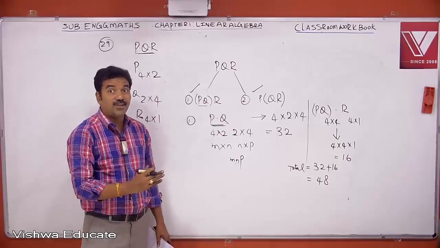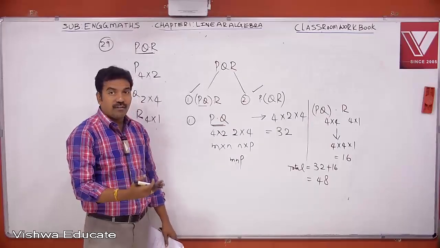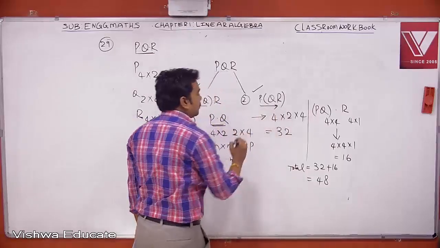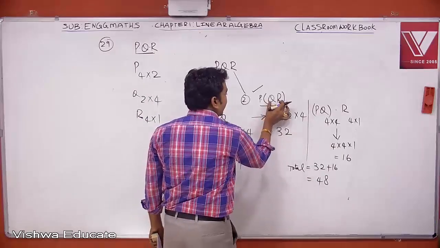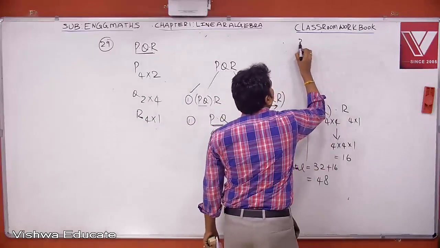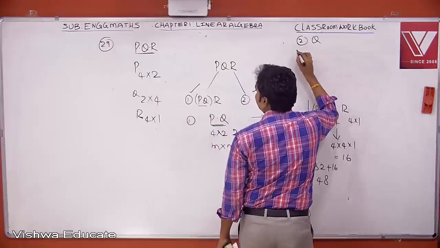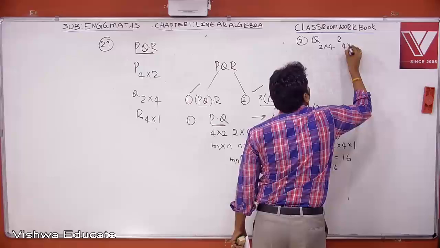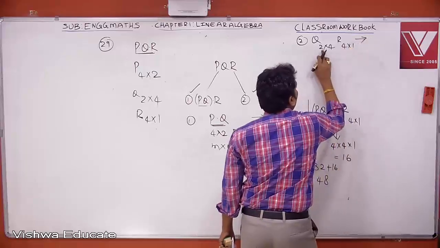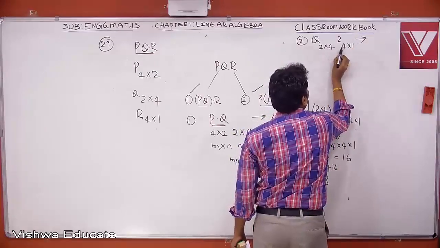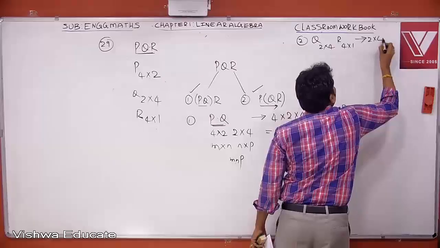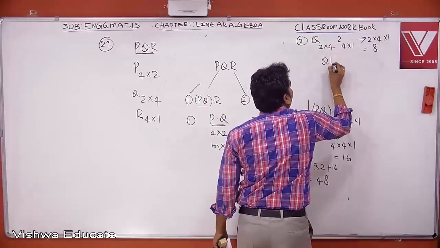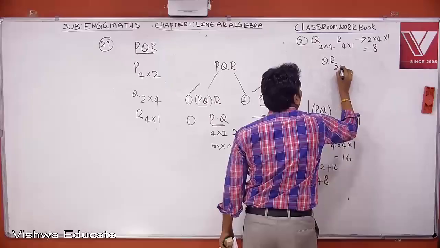We don't know whether it is least or not, so let us try to find the same by discussing method number 2. First let us evaluate QR. Q dimension is 2 cross 4. R dimension is 4 cross 1. To multiply these two, the total multiplication is 2 into 4 into 1, so this is 8. Now QR dimension is 2 by 1.